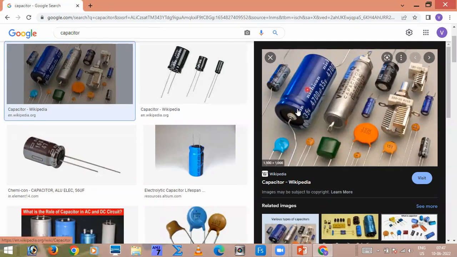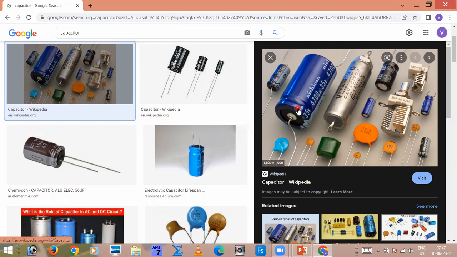This is called the cylindrical capacitor. These are spherical-shaped capacitors. All these are capacitors, all of them are called capacitors. Another name for the capacitor is condenser. Condenser or capacitor, both are the same.